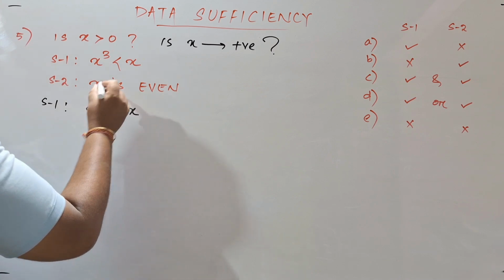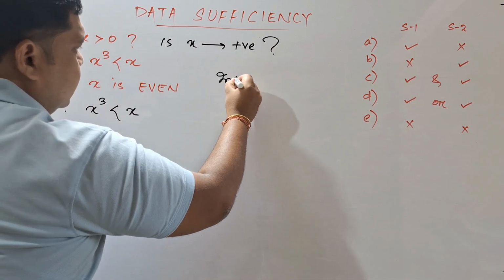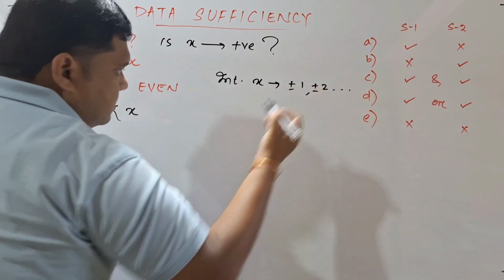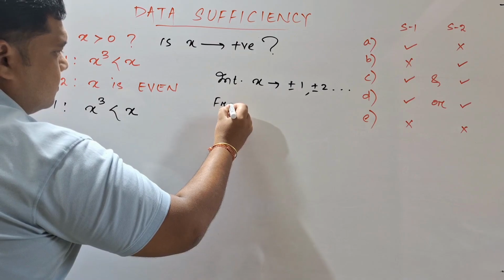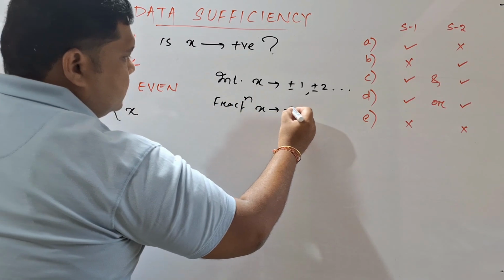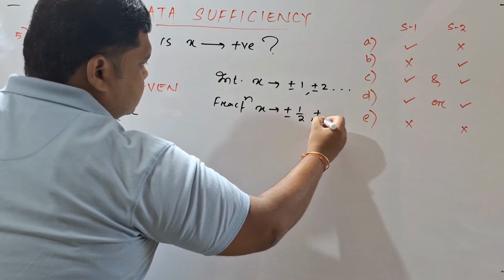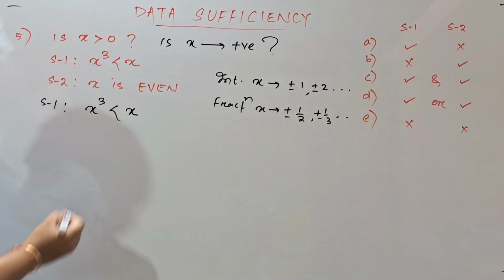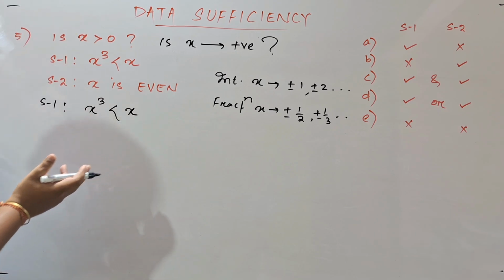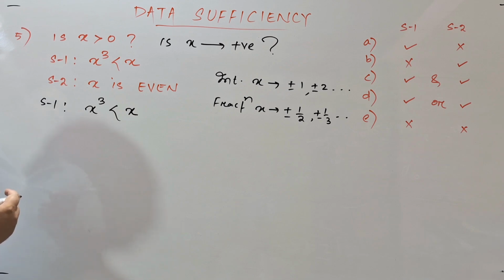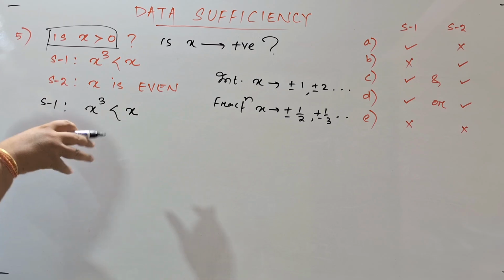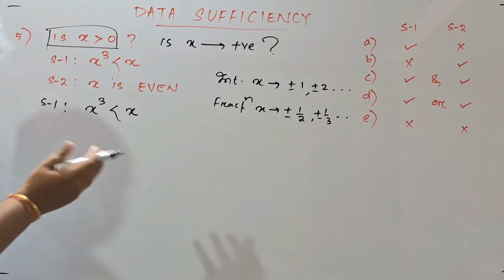For integers you can put x is equal to plus or minus 1, plus or minus 2, like this, and for fractions, if you want to check the values, you can check plus or minus 1 by 2, plus or minus 1 by 3 and so on. Here it is not given whether x is an integer or a fraction, so we will check for both.